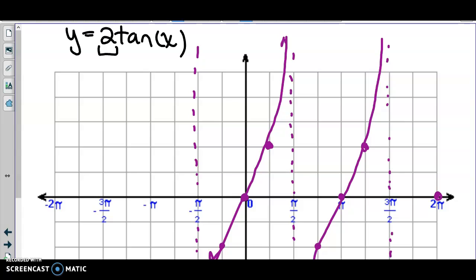All right, if there was a negative out front, then it would look like, with the yellow one here, it would go down this way, because it would be a reflection. All right, that is all I have for tangent.